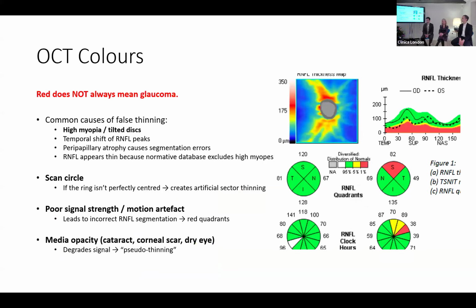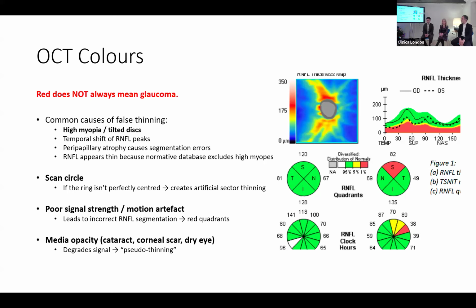I'm sure I've been guilty of this, but when we look at OCT scans, we really are drawn to the colors. We see green and deem it normal, and if it's red, we deem it abnormal. But that's not always the case, and that was one of the key points I wanted to get across before I presented some cases. If it's a red scan, remember that's not always glaucoma. It could be due to the disc itself, if they're high myopes or the discs are tilted, or it could be due to the quality of the scan.